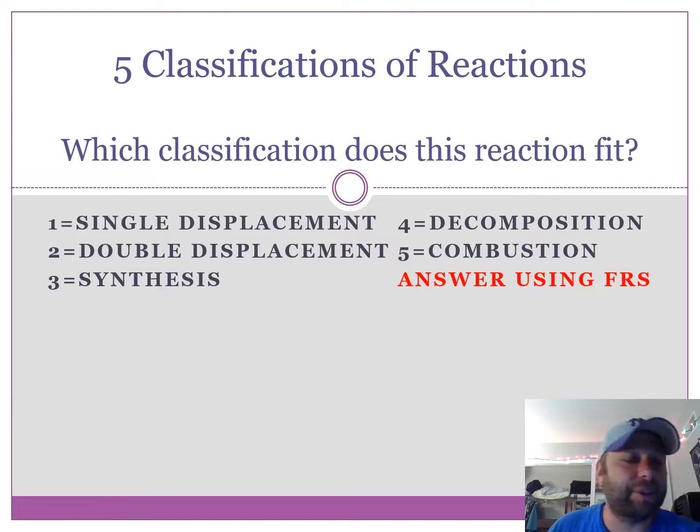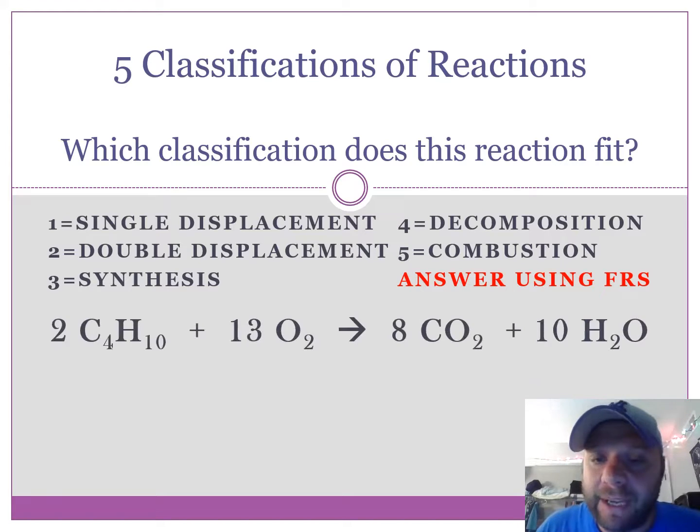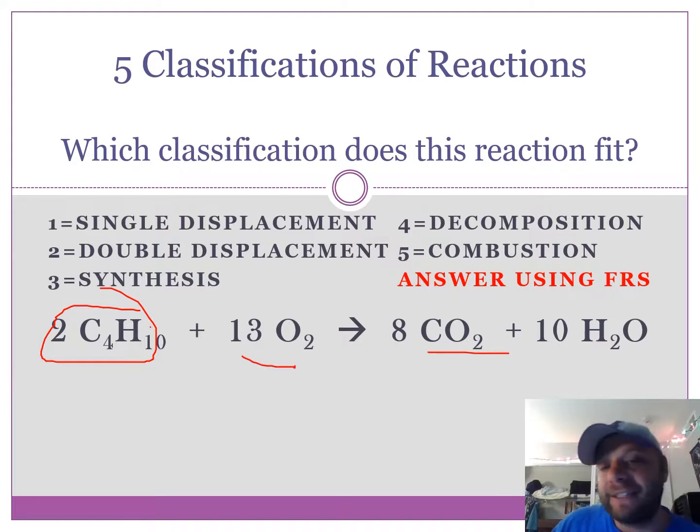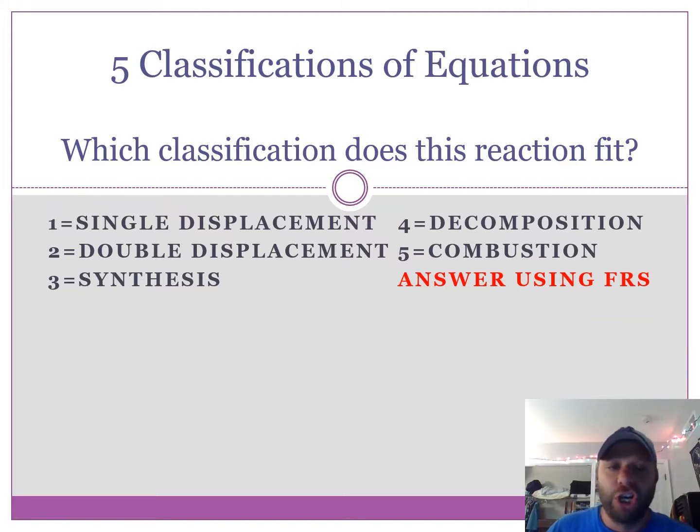Should we do some examples? Let's do some examples. So real fast, we're going to run through these examples. I'm not going to spend too much time on it, but what kind of reaction is this? Well, it's got a hydrocarbon in it. I just pointed with my finger, but you can't see that. It's right here, and it's reacting with oxygen, making CO2 and water. That is going to be number 5, combustion.